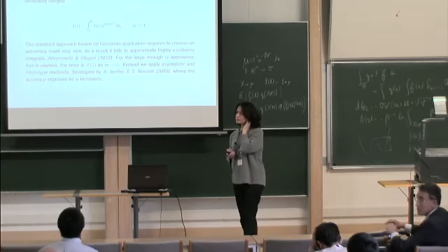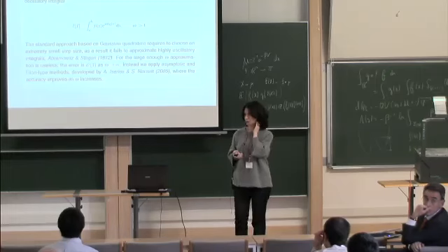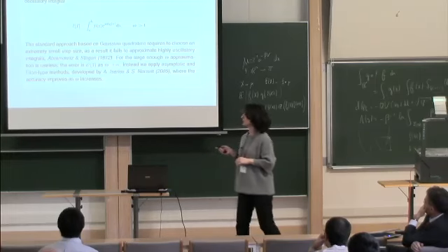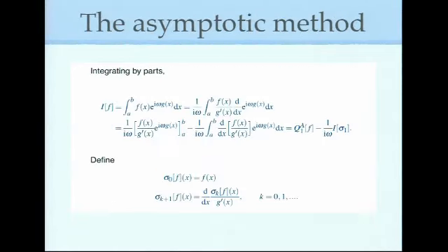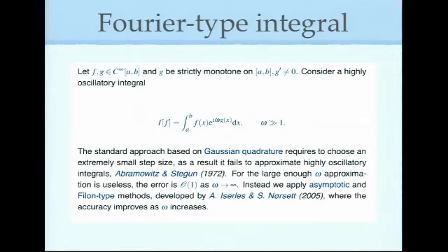So suppose f and g are smooth functions, and at the beginning we assume that g prime is not equal to 0 on the interval [a,b]. We look at the Fourier type integral for large frequencies. Omega here will be a real parameter, and increasing omega, of course, we consider large frequencies of oscillation of this integral.